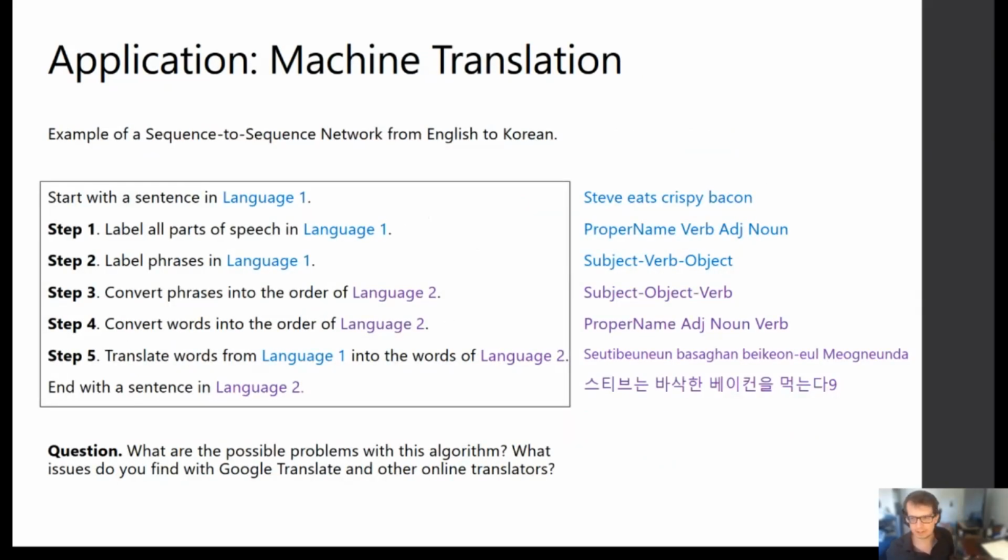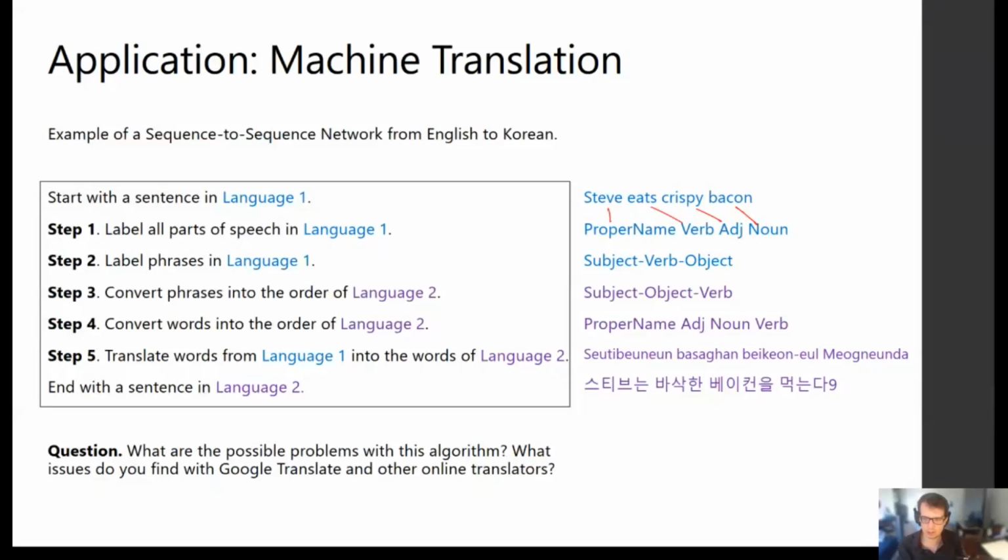So here is how a sequence to sequence network works for English to Korean, or really any language to any other language. And I've coded it from language 1 to language 2 in blue to purple. So a very basic step-by-step instruction for how computers translate sentences. We start with some sentence in a language. Let's take the sentence, Steve eats crispy bacon. The first thing it needs to do is label all the parts of speech. So it needs to know that Steve is a proper name, eats is a verb, crispy is an adjective, and bacon is a noun. If things fail here, the translation is not going to work out.